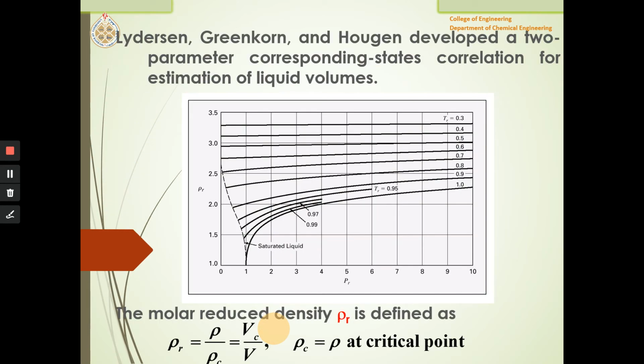Second method, it is called Lydersen, Greenkorn, and Hougen equation. I know it is a lengthy name. Those are the people who invented or who give us this chart, but you can either use that name for the three authors, or you can just call it density.